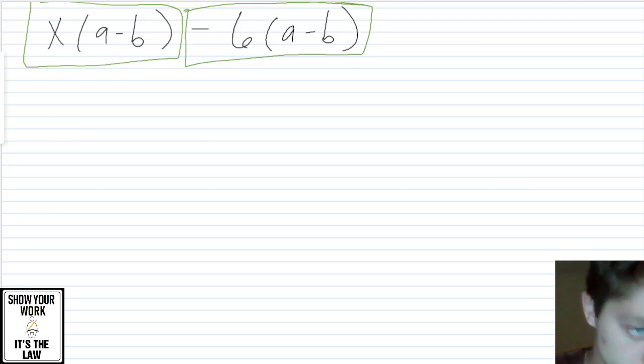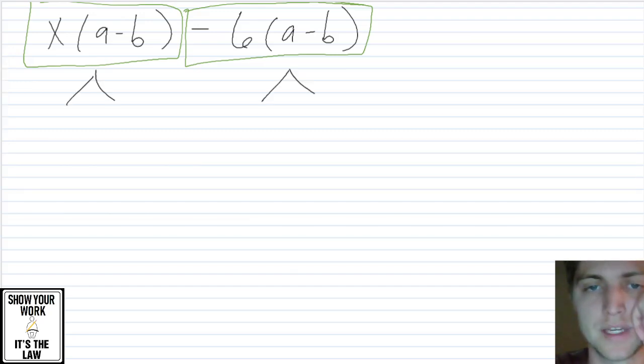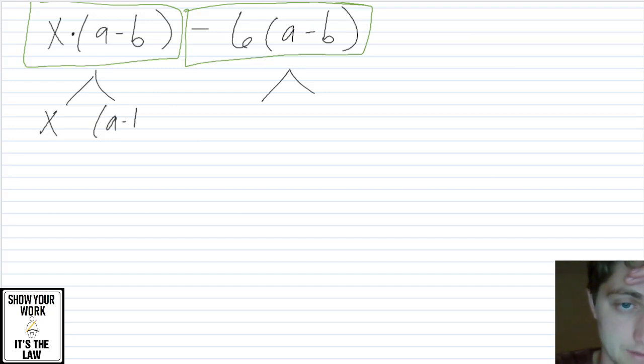So we want to still do a factor tree. Now remember, what does it mean to be a factor? A factor means it's just two things that are being multiplied together. So looking right here, where's the multiplication at? It's right here. So that means one of our factors is x, and the other is a minus b.